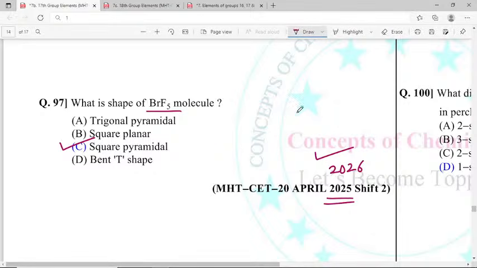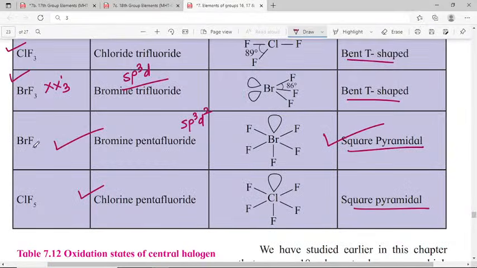Square pyramidal, BrF5. BrF5 is square pyramidal with 1 lone pair, 5 bond pairs, and sp3d2 hybridization.